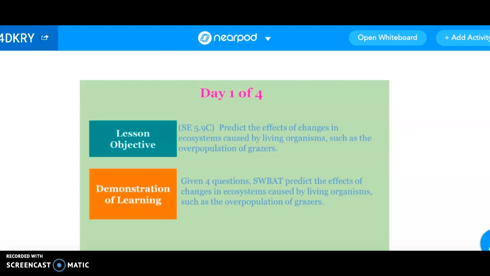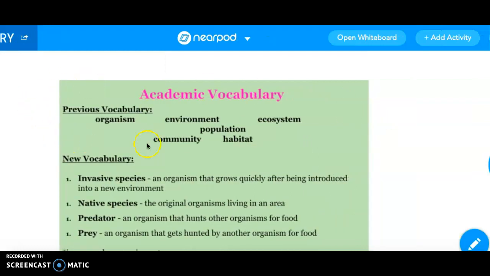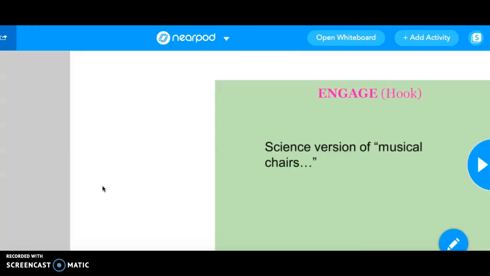One thing that we didn't touch on is the overpopulation of grazers. We will talk more about that tomorrow, but that also has to do with an organism being affected in a way. Let me go to the next slide. All right, you had all these vocab words. I want you to focus on these two. I apologize that it says 1, 1. It should have said 1, 2, 3, 4. You need to focus on actually knowing what these two are: invasive species and native species.